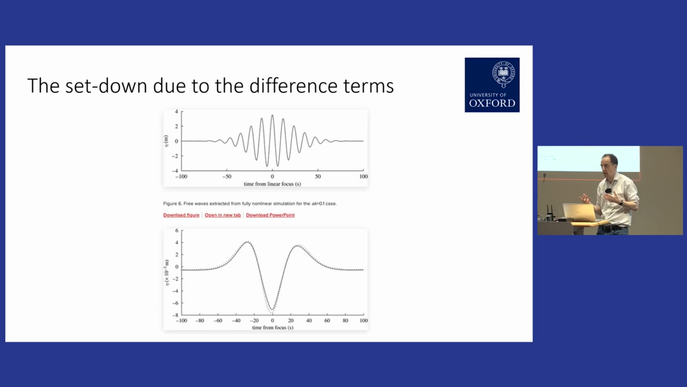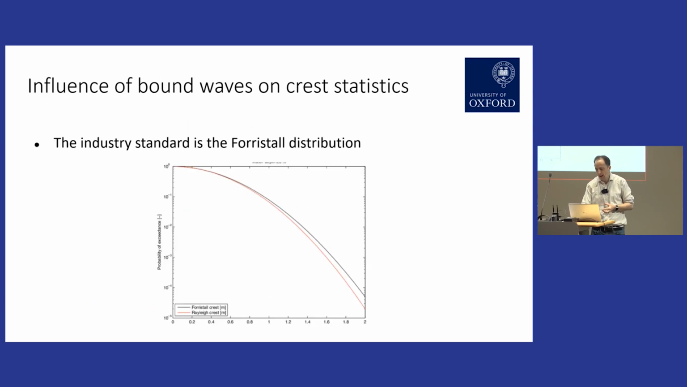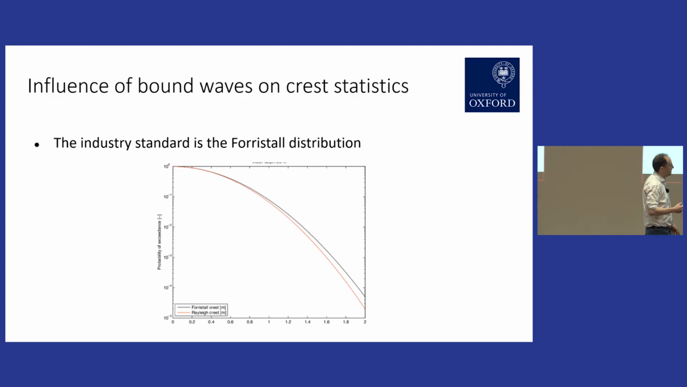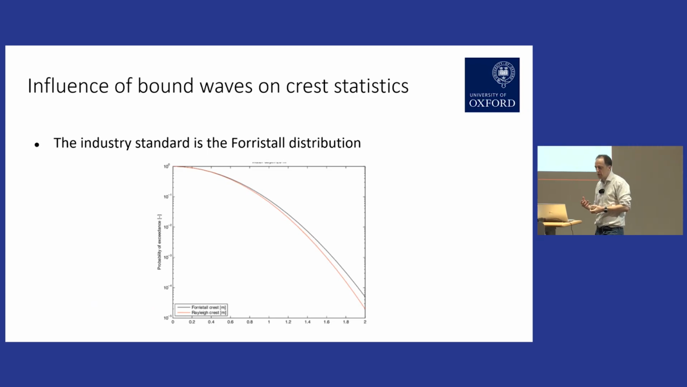So that actually reduces the height of our waves. So that's quite good news from an engineering point of view. However, in general, bound waves will increase the height because the second order sum, at least in deep water, is considerably bigger than the difference term. So in general, if we've got this red line, which is our sort of linear model, our Rayleigh distribution, we get this slight increase, and it looks like a slight increase, but it is important when we include second order waves. So this distribution is the Forristall distribution.